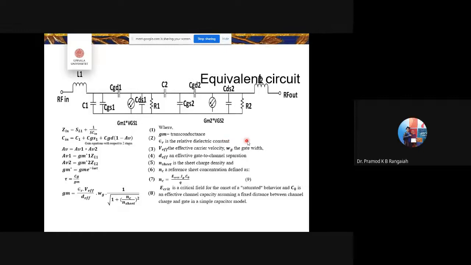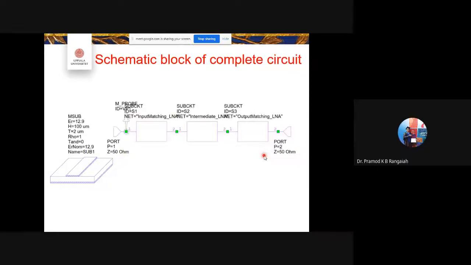I will be using a high permittivity constant substrate here. We should think about effective carrier velocity, effective gate-to-channel separation, and sheet charge density. Those are the critical electronic concepts we should keep in mind once we start on the topology of the circuit. So this is the equivalent circuit which we discussed, and as usual we have input matching, intermediate matching, and output matching in it. The substrate used from Rogers is a 12.9 high dielectric permittivity substrate with a height of 100 micron and a conductor thickness of 2 micron.